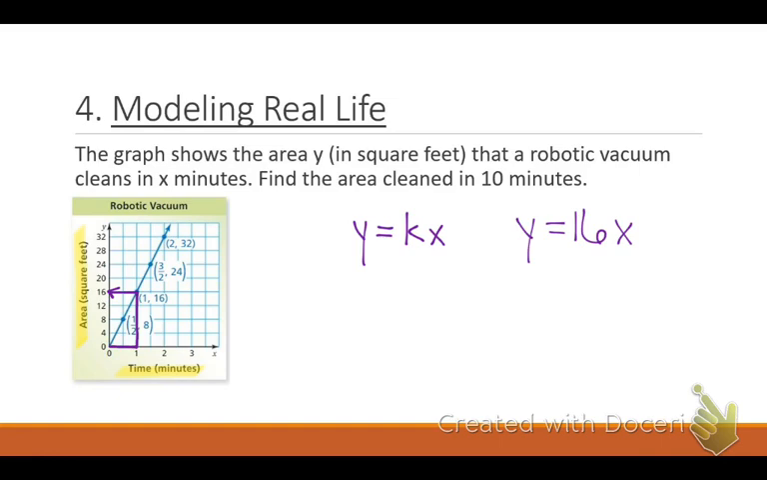Now, don't forget what x and y stand for. x stands for what? Minutes. x stands for minutes, guys. y stands for what? Square feet. So 10 minutes, where would I plug in 10? For x or for y? x. I would plug it in for x. y equals, I know it goes 16 square feet per minute, so now how much per 10 minutes? 160.